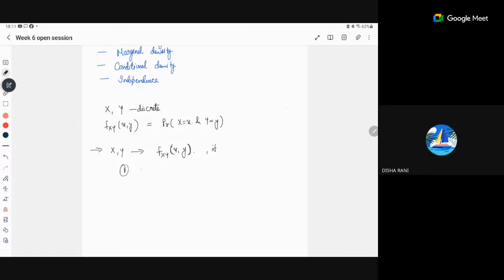Again the properties are going to be the same. First, f_XY(x, y) is greater than or equal to 0. Second, if we integrate over this whole support, dx dy, then it should integrate to 1.